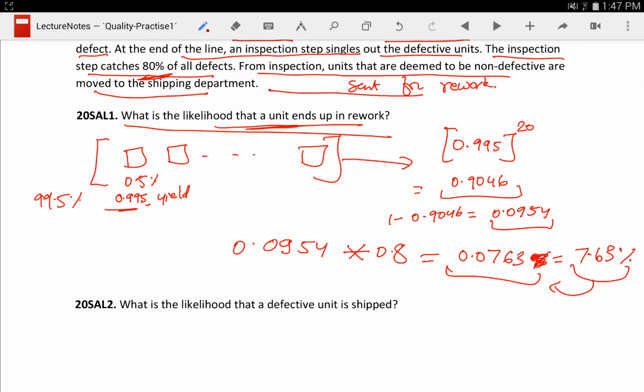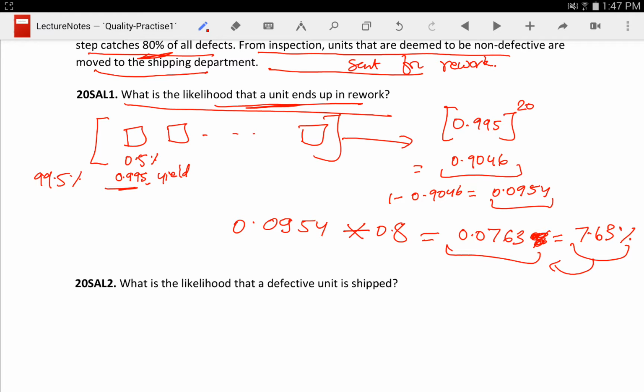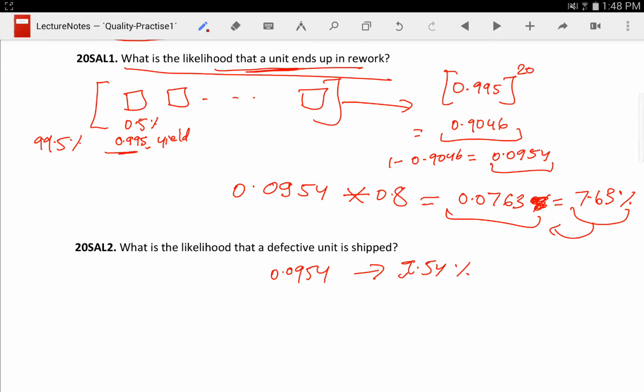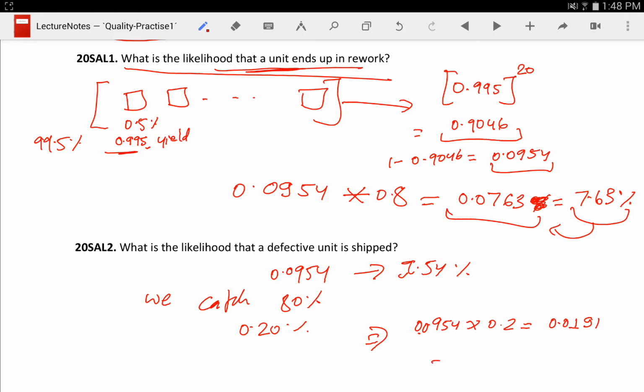The next question was, what is the likelihood the defective unit is shipped? So out of the 100 items that we work on, how many are shipped defective? First, we know that we produce altogether 0.0954, that is 9.54% defective parts. Out of that, we catch 80% and send them to rework. That means we don't catch 20%. That means 0.0954 times 0.2, which is 0.0191. That means we ship 1.91% of items as defective units.